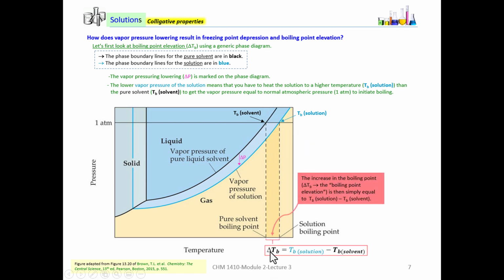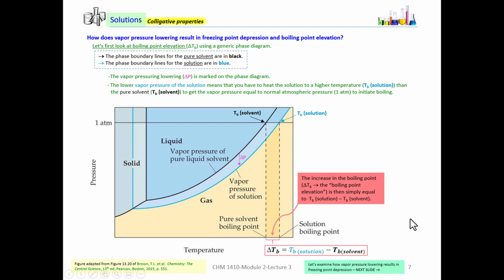And I've marked on the diagram below on the temperature axis the change in boiling point, which would be the boiling point of the solution minus the boiling point of the pure solvent. Delta T_B is positive. You get a boiling point elevation.